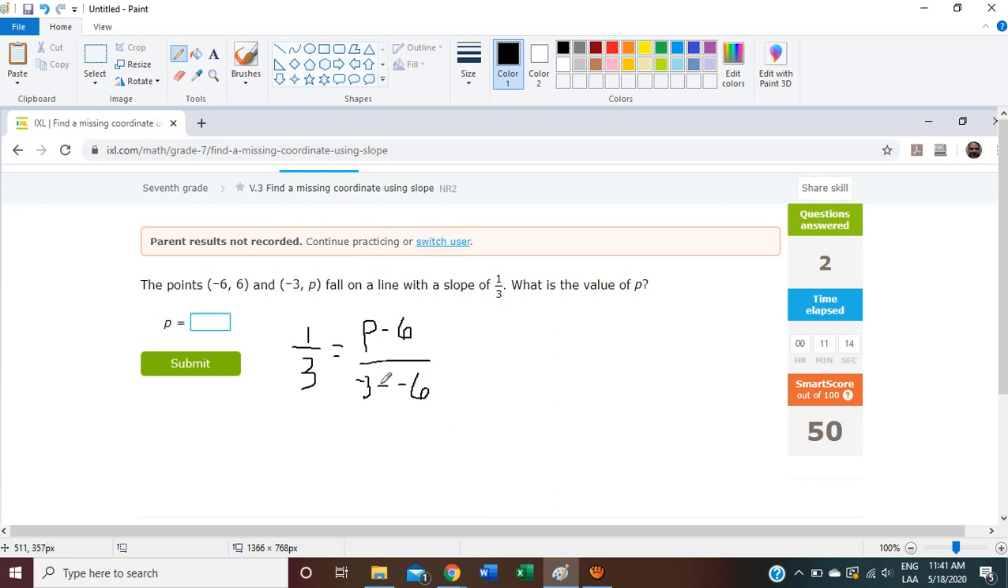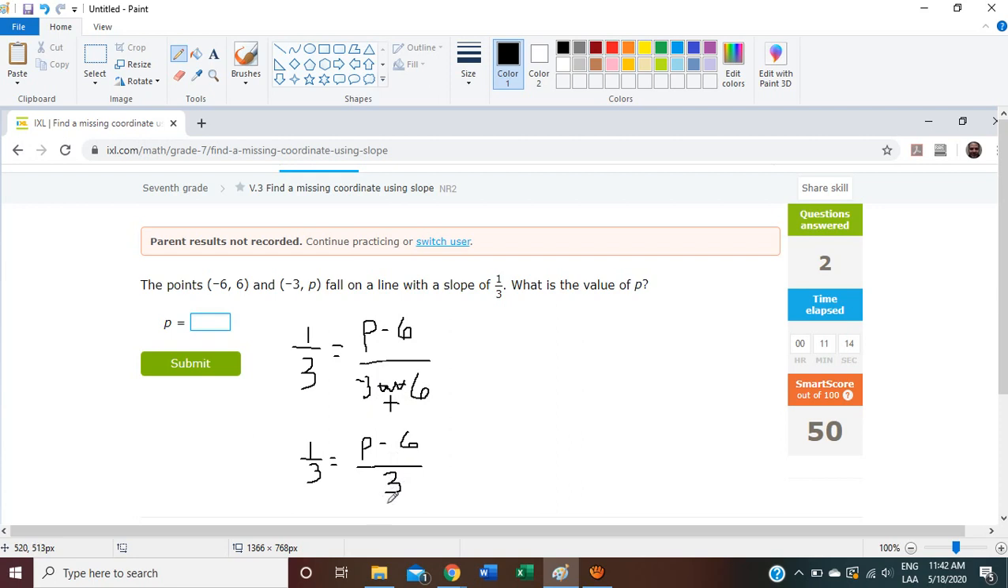Remember what happens when we have minus negative? It is actually going to be an addition. So we can erase this, and it is going to be an addition. When we have negative, negative, it is going to be positive. So 1/3 equals p minus 6 over negative 3 plus 6 equals 3.